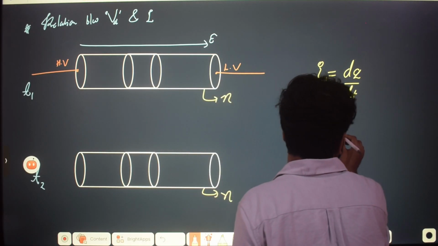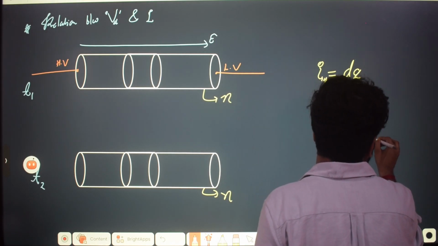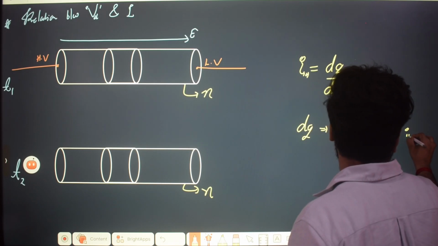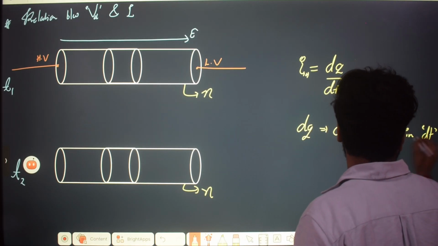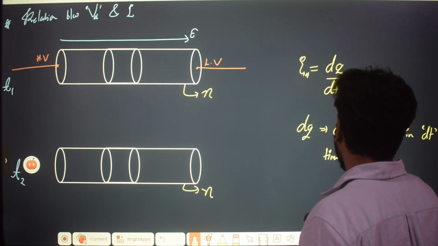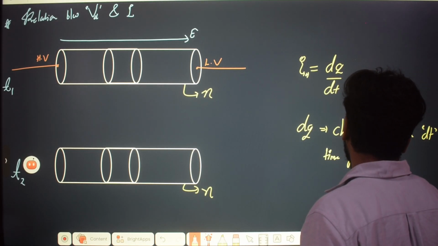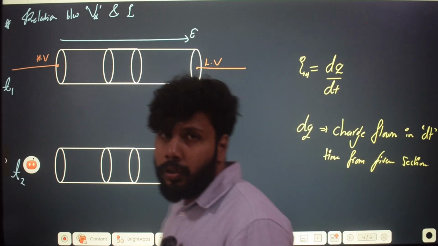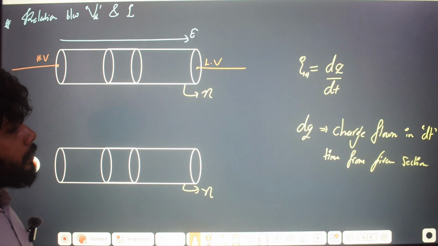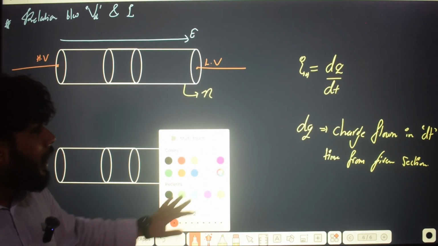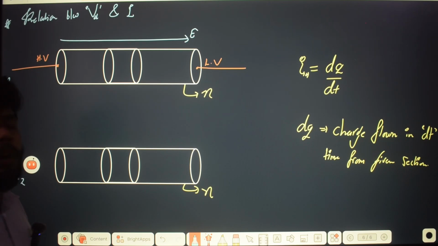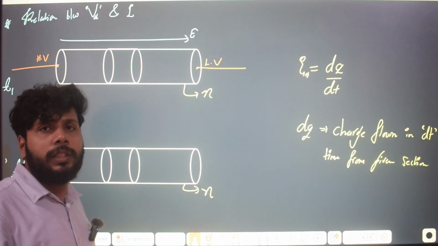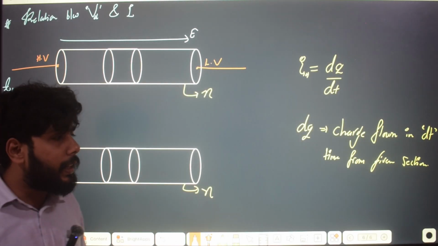Alright, so dq is what? Charge flown in dt time from the given section. Got it? And how can we calculate charge? If I know how many electrons have flown from this section in dt time, I can just multiply that number by the charge of electron, and I will get the charge.